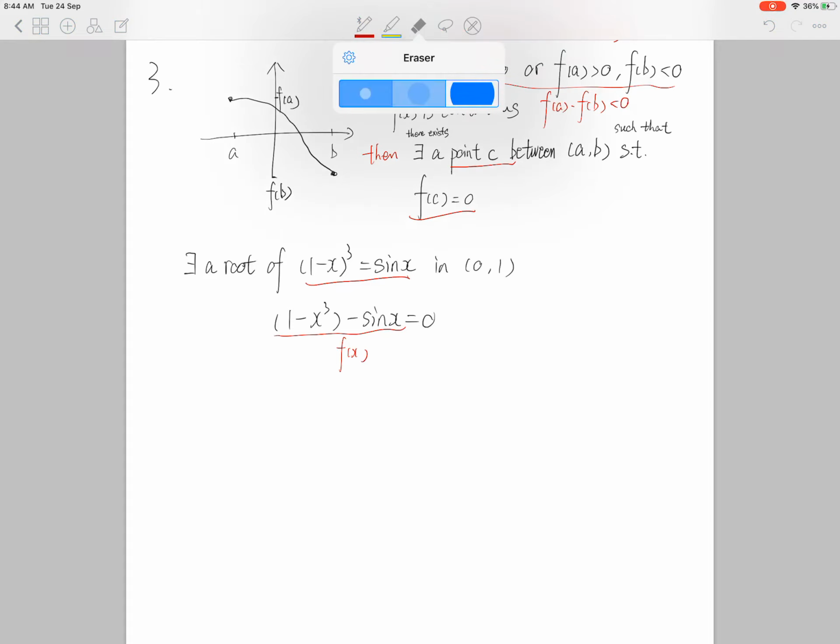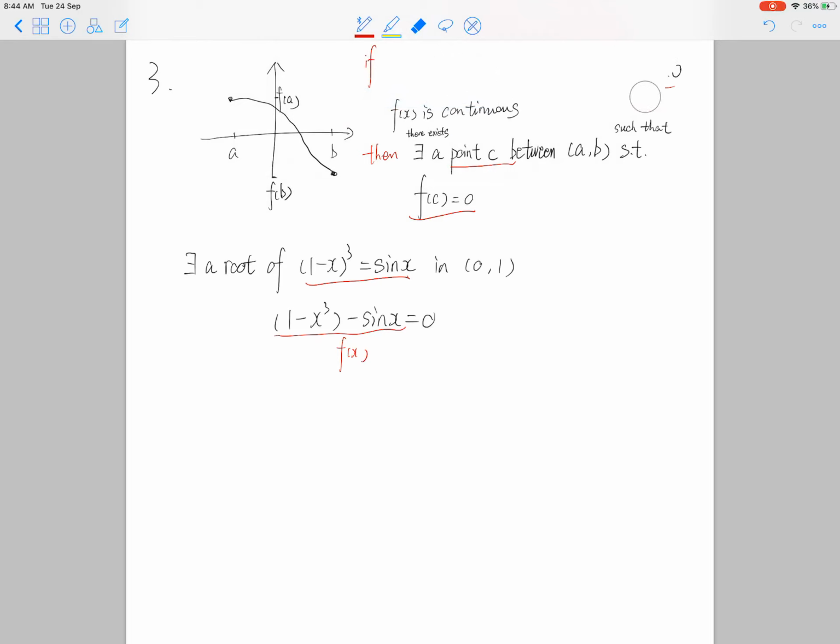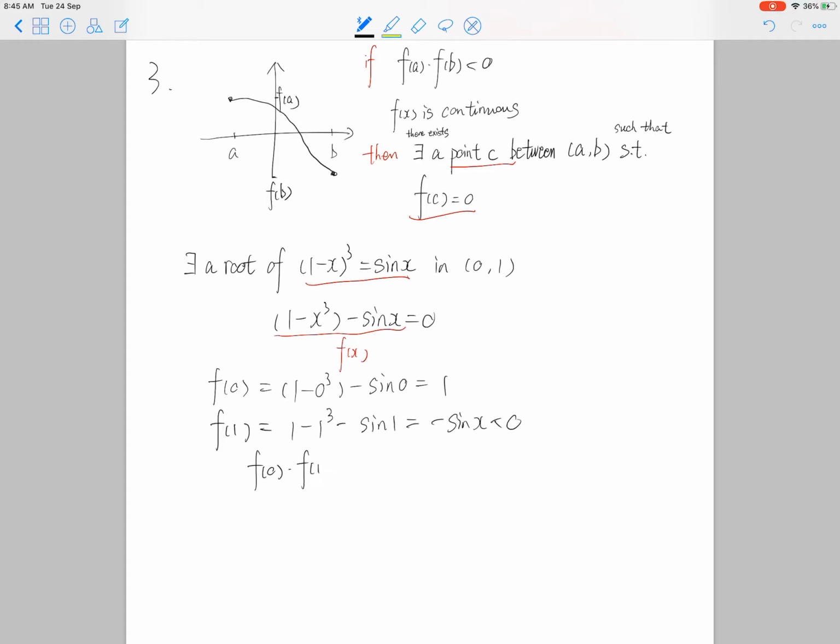So if f(A) times f(B) is smaller than 0 and f(x) is continuous, then you have this point C. So first we have to figure out what f(0) is. f(0) is 1 minus 0 cubed minus sine 0, so it's 1. f(1) is 1 minus 1 cubed minus sine 1, so it's negative sine 1. Without calculation, I know it is smaller than 0. So f(0) times f(1) is smaller than 0, and this f(x), because it's a combination of basic functions, is continuous on the interval from 0 to 1.